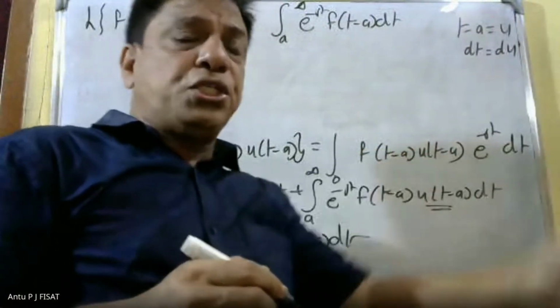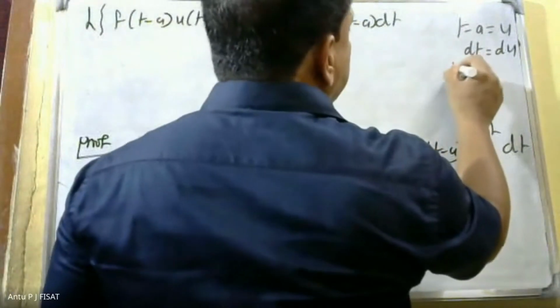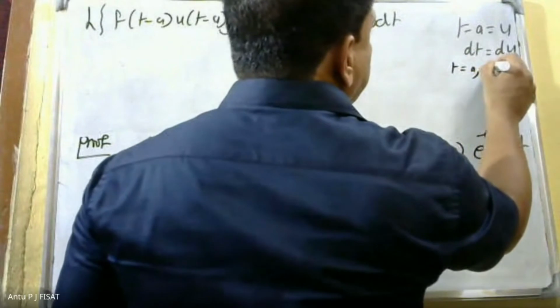The limits also change. What will the new limits be? When t is equal to a, u is equal to 0. When t is equal to infinity, u is equal to infinity. Therefore, the new limits are 0 to infinity, and e raised to minus s into t can be written with t equal to u plus a.